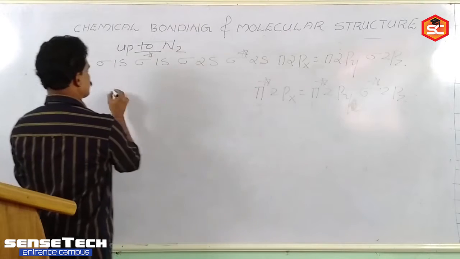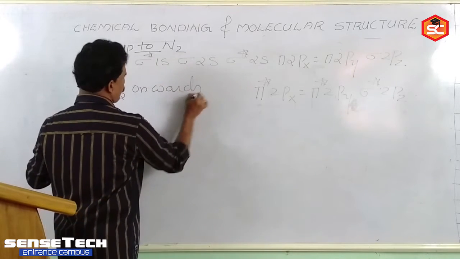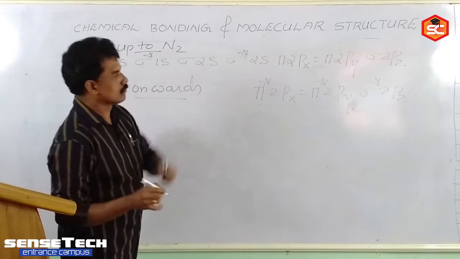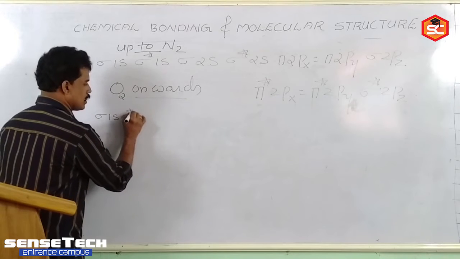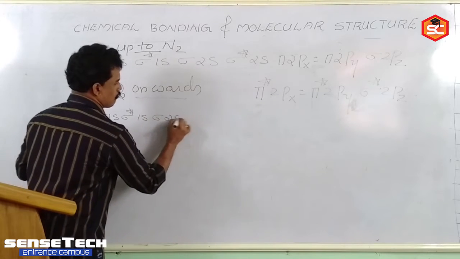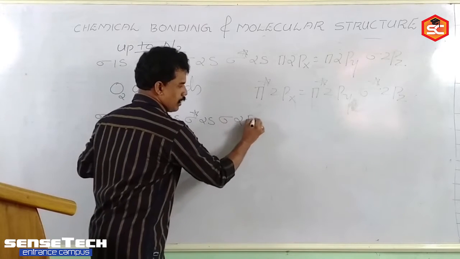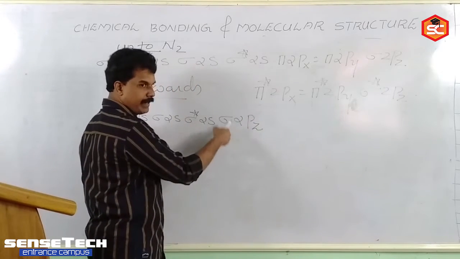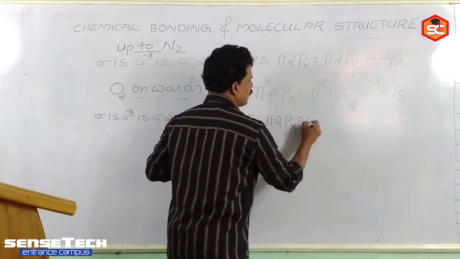Then oxygen onwards, O2 onwards, what will happen there? Pairing of p orbital will start. Okay, so the order will be, oxygen onwards, sigma 1s, sigma star 1s, sigma 2s, sigma star 2s. Then next one, sigma 2pz is filling first. Then pi 2px is equal to pi 2py.